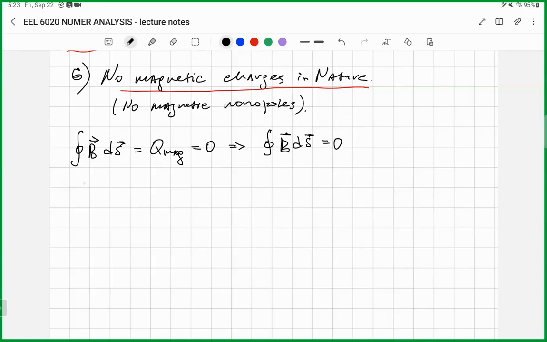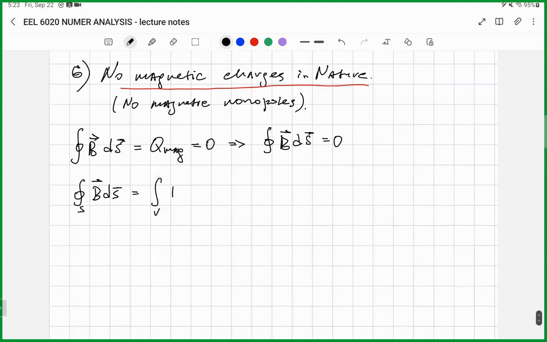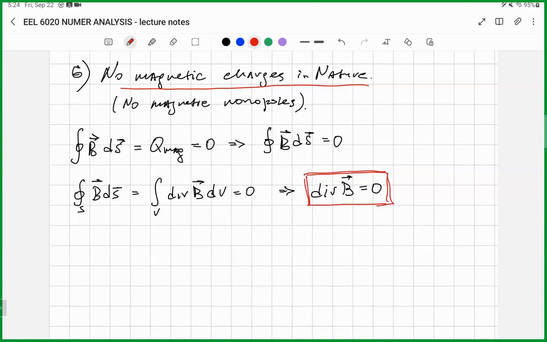On the other hand, we can rewrite this flux using the divergence theorem into the volume integral of the divergence of B, dV, over the volume, and still equal to zero. So it means that for any arbitrary volume, this integral can be equal to zero only if the divergence of magnetic field is equal to zero in any place in the space. So we call this Maxwell equation number two.